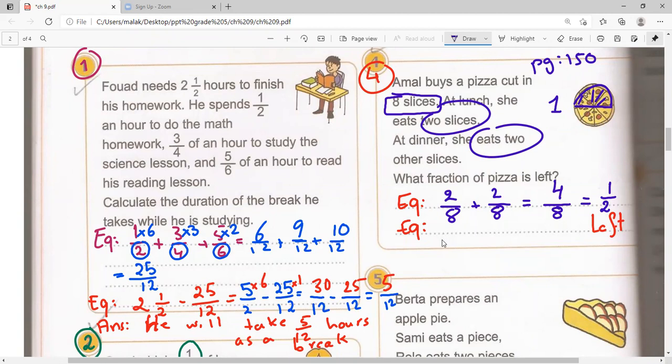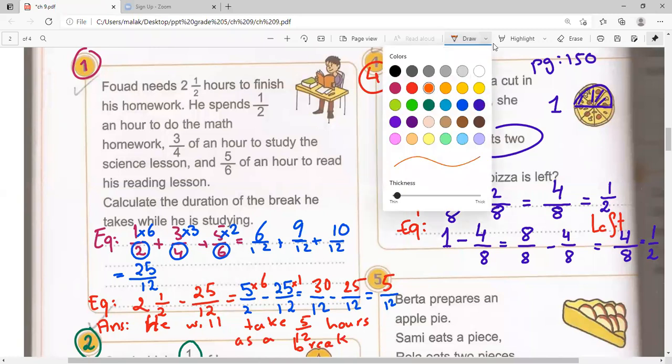Okay? So from the whole pizza, she ate how many pieces? 4 out of 8. Out of 1, the same as 8 over 8, we will remove 4 parts out of 8. So 8 minus 4 is 4. 4 out of 8, so 4 parts are left. So the same as half. Okay? So half of the pizza.